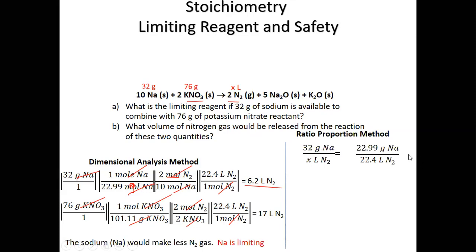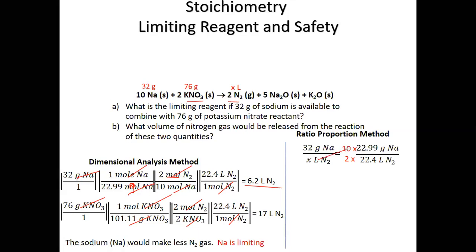Next thing we do, on the right side of our fraction, the labels match: grams of sodium, liters of nitrogen, liters of nitrogen. So these are the amounts equal to 1 mole, and that's how we set up that second fraction. Next, we add the mole ratios in. For sodium, the coefficient is 10. For nitrogen, the coefficient is 2.